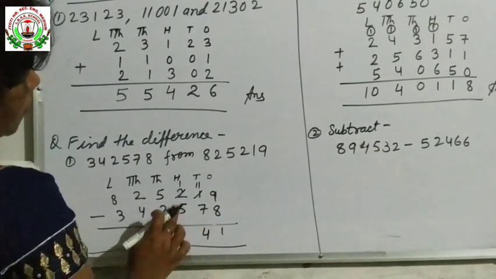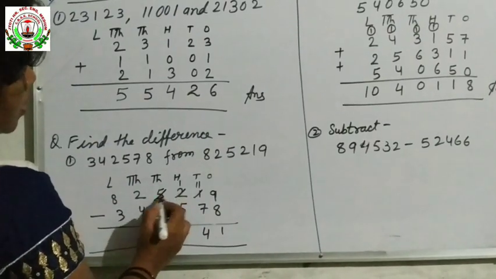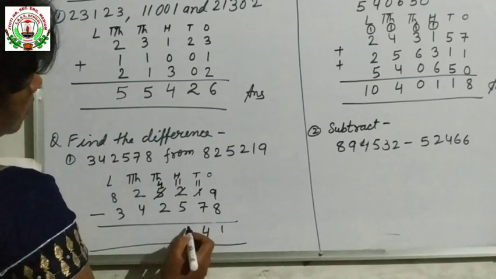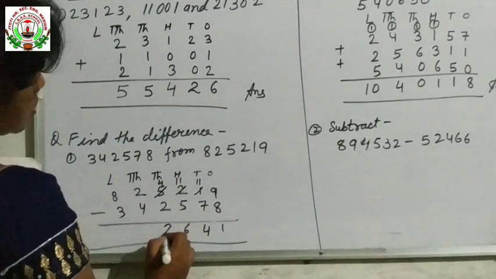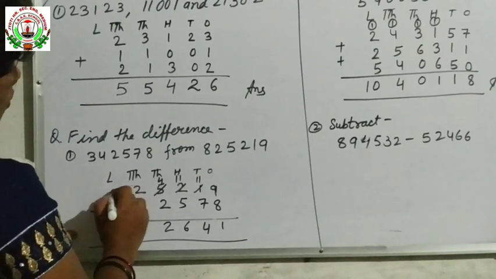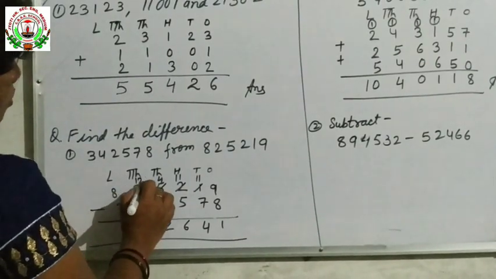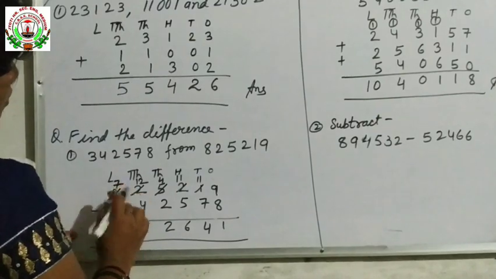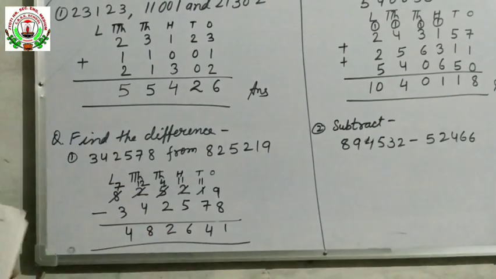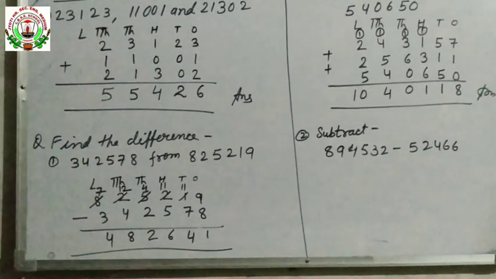Now we can't subtract 5 from 1. Again you will borrow from here. So it becomes 11 and this becomes 4. 11 minus 5 is 6. 4 minus 2 is 2. Now again we can't subtract 4 from 2. So we will borrow from this side. So 12 and this becomes 7. 12 minus 4 is 8 and 7 minus 3 is 4. Understood? So it is the answer.